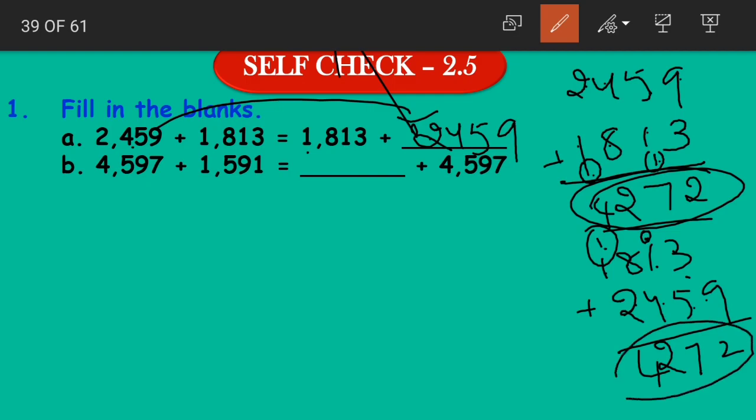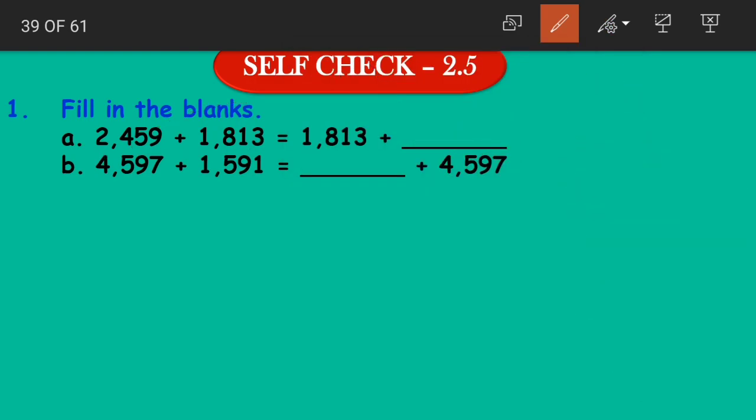Yes, children, do you see this? The sum of both the additions is same. So we can say that 2459 plus 1813 is equal to 1813 plus 2459. With the help of what? With the help of commutative property. Yes, children? Now look at the next question.